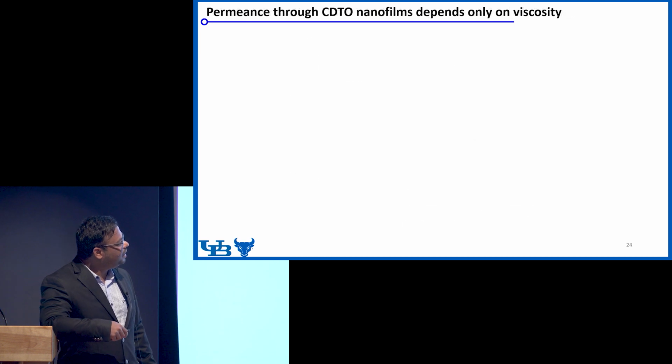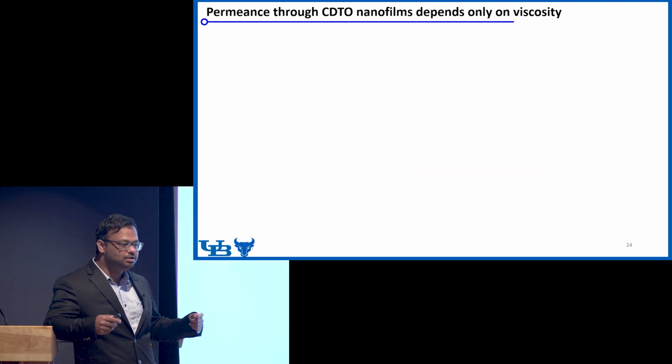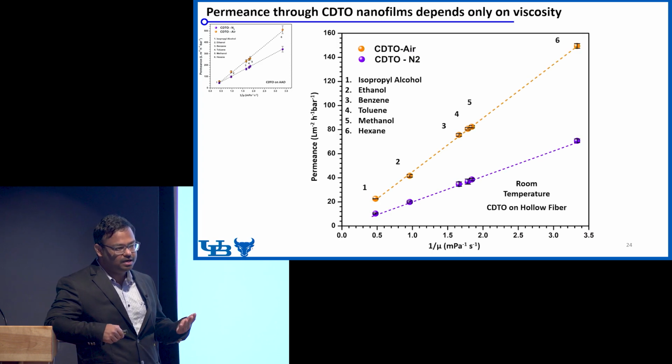So we looked at the permeance of different solvents through this nanofilm, and these are two nanofilms formed on anodic aluminum discs. These have higher permeance, so you will see higher permeance through this support. All the solvents permeate through this support depending on the viscosity only. It only depends on the viscosity of the solvent you are permeating. And we did the same thing on a hollow fiber support, and hollow fibers are the ones which you usually use in the industry. So the same 6 solvents maintain the same viscosity-dependent permeance.